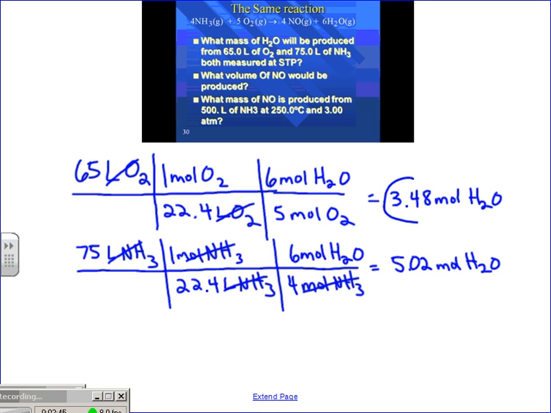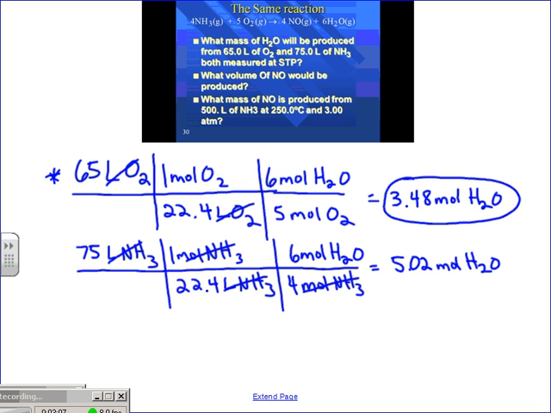So since this is a lesser quantity, that's the maximum number of moles of water that could be produced when we have 65 liters of oxygen reacting with 75 liters of ammonia. So oxygen is our limiting reactant here, and those are moles of water. The question is not asking for moles of water, though. It's asking for mass of water.